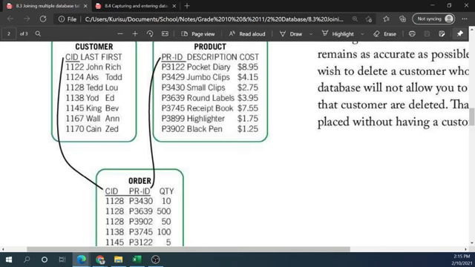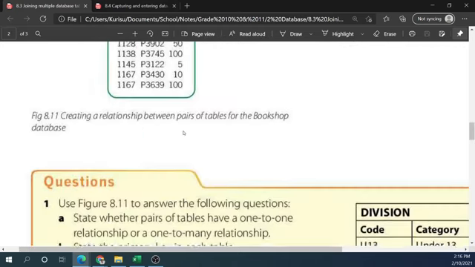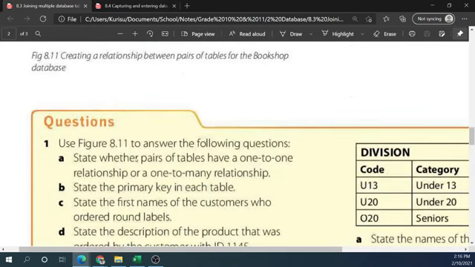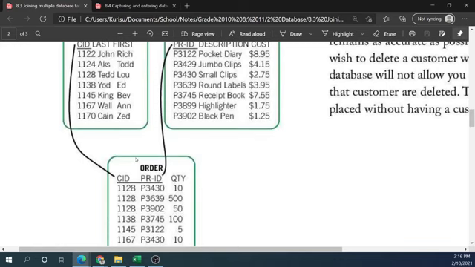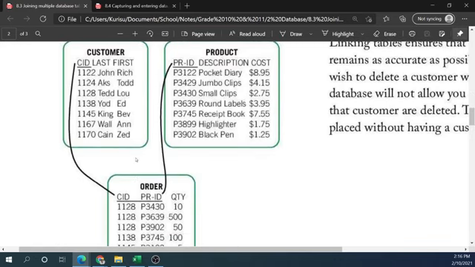Let me go back to the question. The question is asking, state whether pairs of tables have one-to-one or one-to-many. You need to state whether they have one-to-one or one-to-many. So Alia is between one-to-one and one-to-many. Can anyone give me an explanation as to which it is and why?